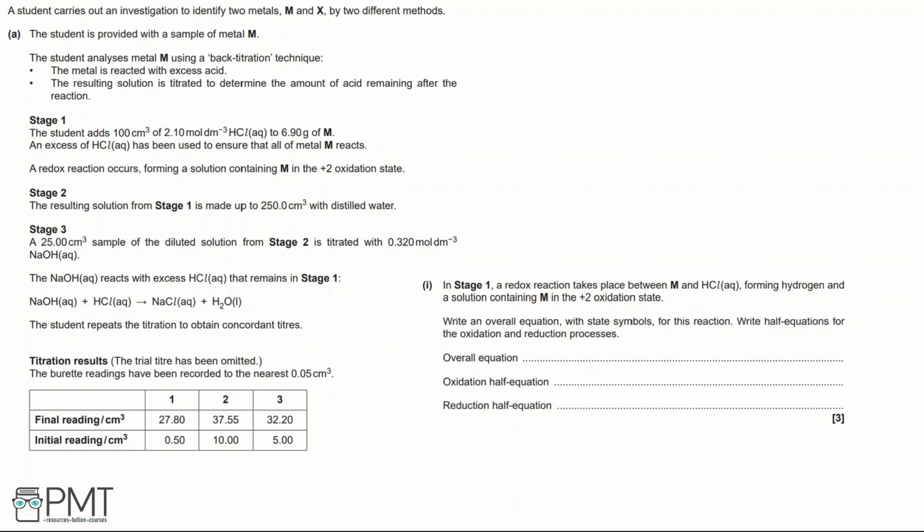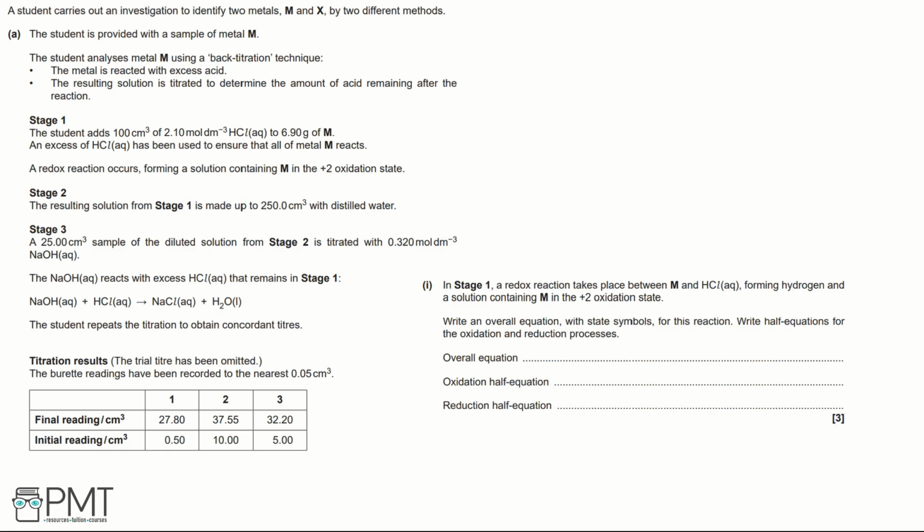Stage 3. A 25 cm³ sample of the diluted solution from stage 2 is titrated with 0.32 mol dm⁻³ NaOH, sodium hydroxide. The sodium hydroxide reacts with excess hydrochloric acid that remains in stage 1. The student repeats the titration to obtain concordant titers. Titration results. The trial titer has been omitted. The burette readings have been recorded to the nearest 0.05 cm³.